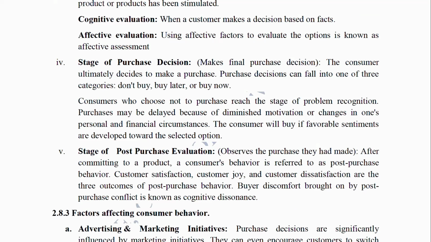Fourth, stage of purchase decision. Makes final purchase decision. The consumer ultimately decides to make a purchase. Purchase decisions can fall into one of three categories: don't buy, buy later, or buy now. Consumers who choose not to purchase reach the stage of problem recognition. Purchases may be delayed because of diminished motivation or changes in one's personal and financial circumstances. The consumer will buy if favorable sentiments are developed towards the selected option.